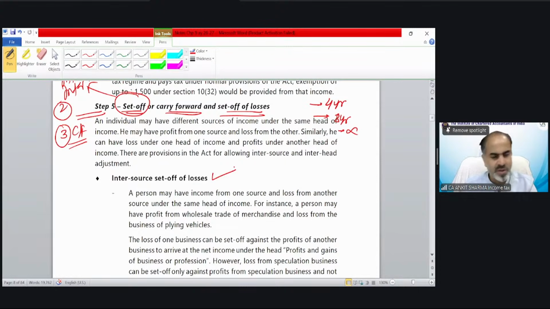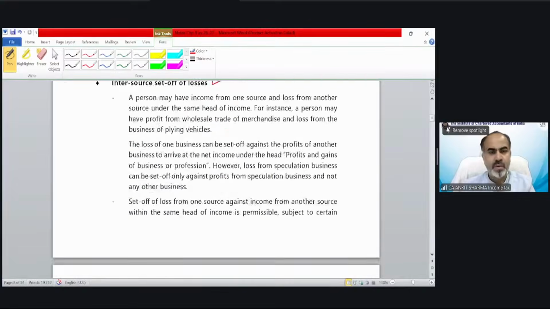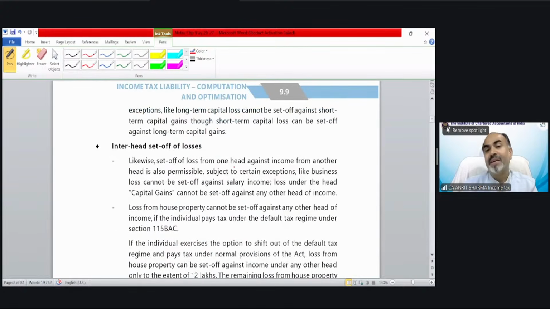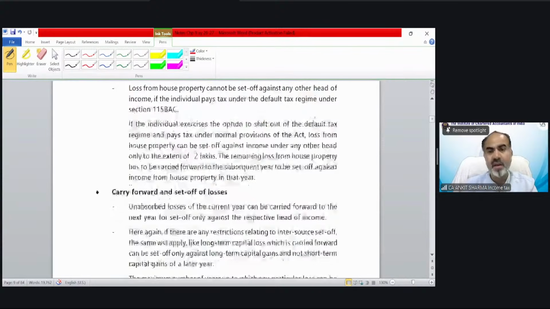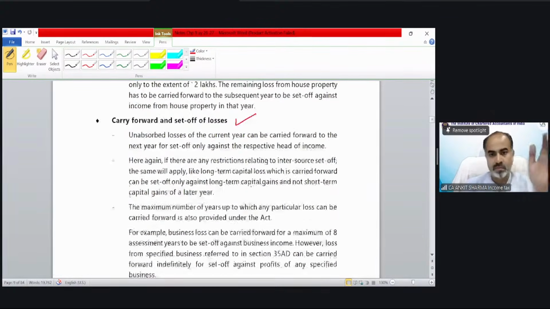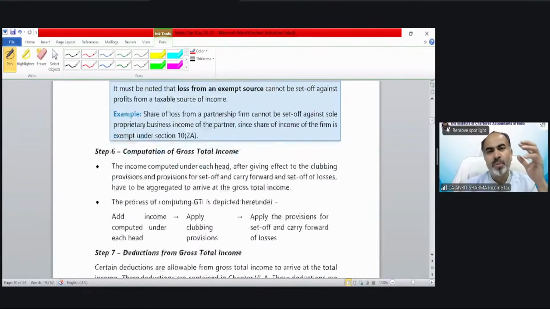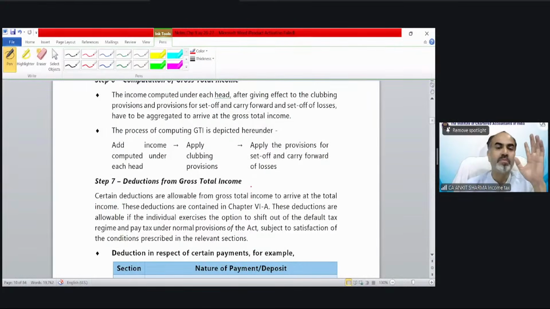So first of all, we have to go through the inter-source set off of loss concept. Inter-source means intra-head. Okay, it's not inter-head, it's inter-source. That means we are talking about intra-head, you can say. आप उसे intra-head भी कह सकते हैं और inter-source भी कह सकते हैं. Then inter-head, the second step, and then you can carry forward and set off of losses. After doing this, you will arrive at your gross total income.